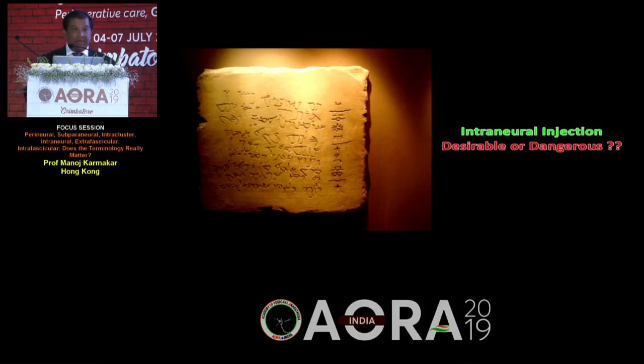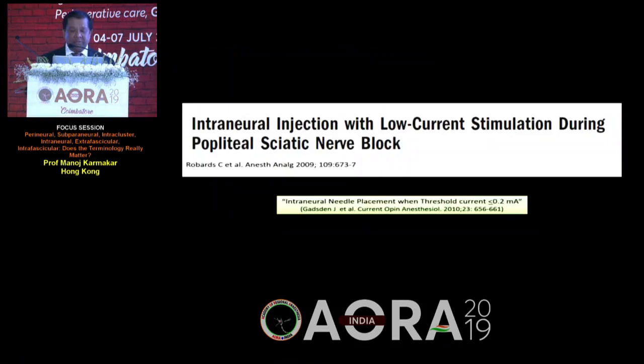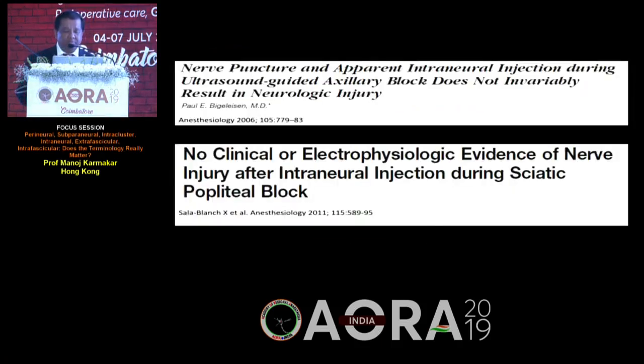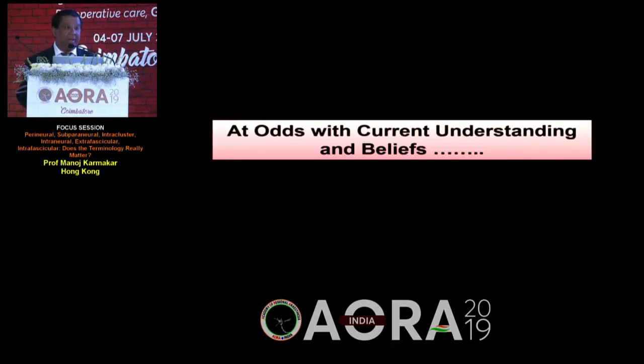But in the sciatic nerve, in the popliteal fossa, you will find, with the last slide here, that if you perform an extrafascicular injection, there may be no clinical or electrophysiological changes of nerve injury. Now this is really at odds to our understanding and beliefs. So, an intrafascicular injection is bad. That's the ugly part of nerve blockade, which you don't want to do. But sometimes an extrafascicular injection may occur. I don't recommend you continue the injection, but if you avert further injection, no harm may come to the patient.